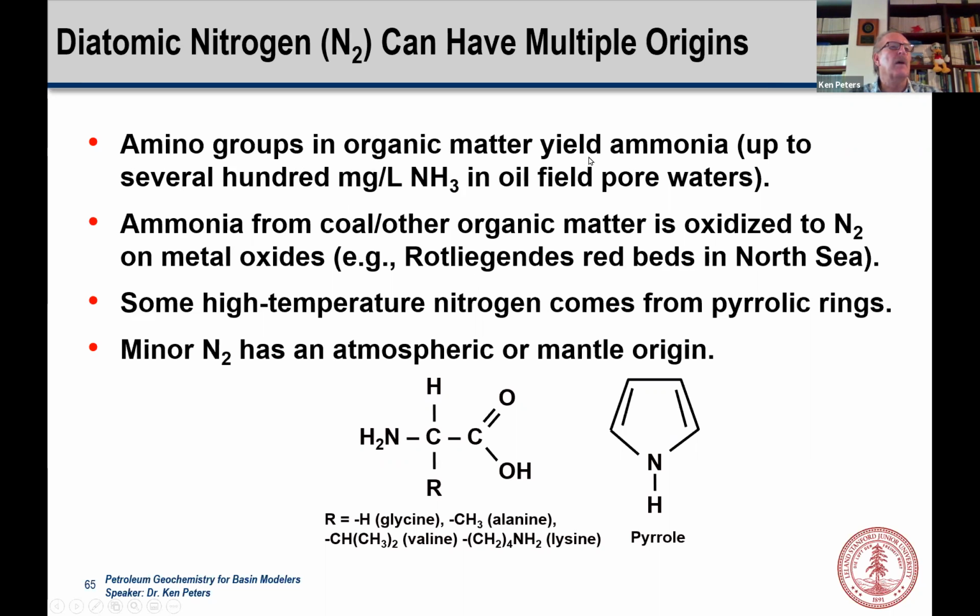Amino groups in organic matter yield ammonia, right? And ammonia from coal and other organic matter can be oxidized to nitrogen on metal oxides, right? So you go from ammonia to N2, diatomic nitrogen. And then there's, of course, the high temperature nitrogen that comes from pyrrolic rings. Here's a pyrrole, and at really high temperature, that nitrogen can break out and form nitrogen. You see some of that in Central Europe.